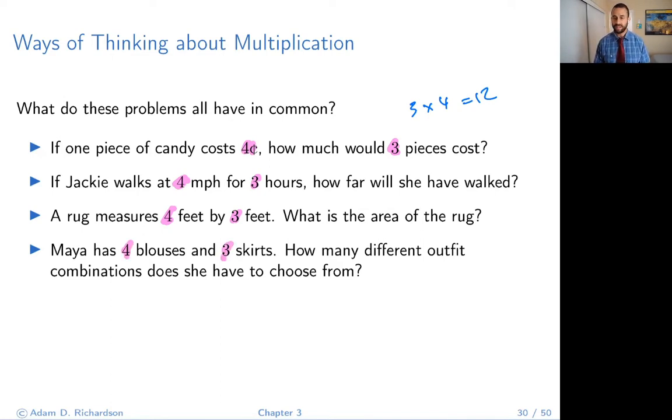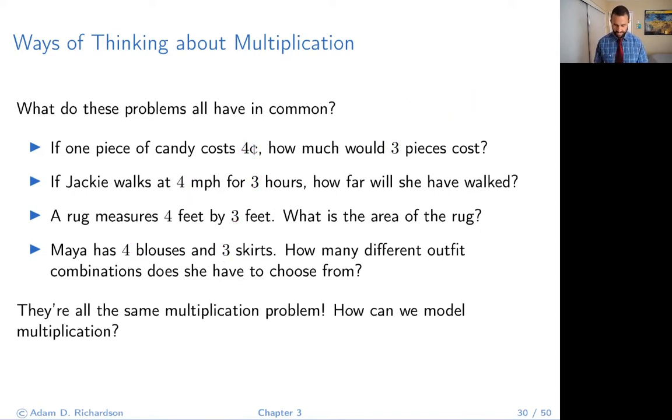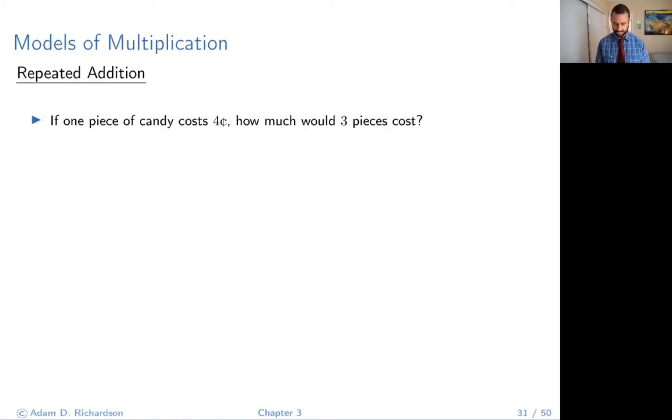So the thing is that these are all the same multiplication problem, but they're all given in different contexts. And what we want to do is be able to model these different contexts in an edifying way, meaning a way that'll give students a nice foundation for what's going on. So how can we model these things? Well, let's take a look.